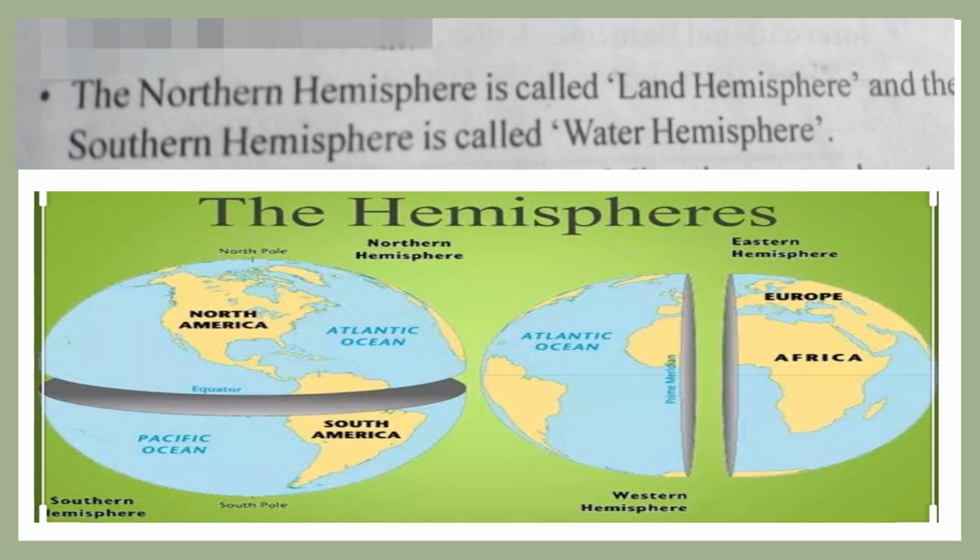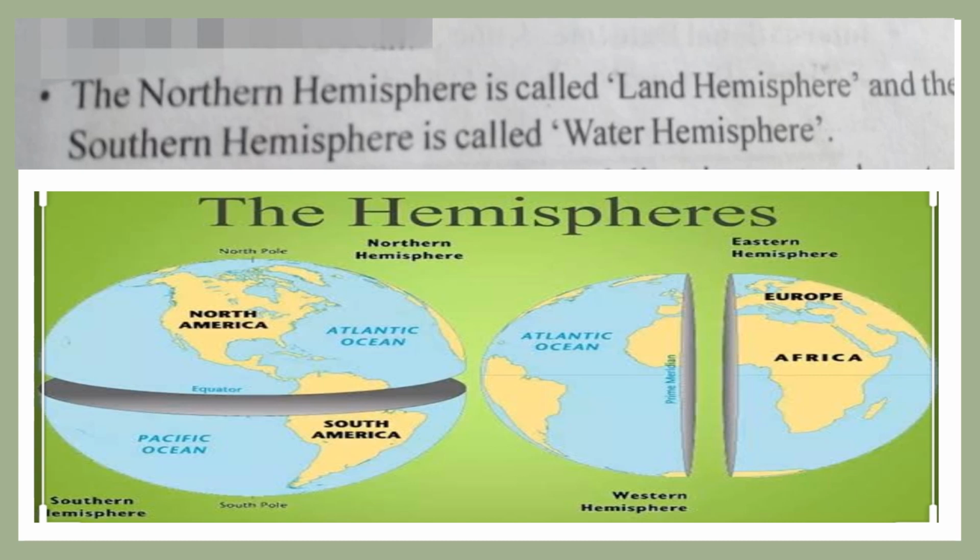The land and water bodies are unevenly distributed, meaning not levelly distributed, between the northern and the southern hemispheres. Hemisphere is nothing but half of the sphere. The northern hemisphere has 60% of land and 40% of water. Therefore, it is called the land hemisphere.